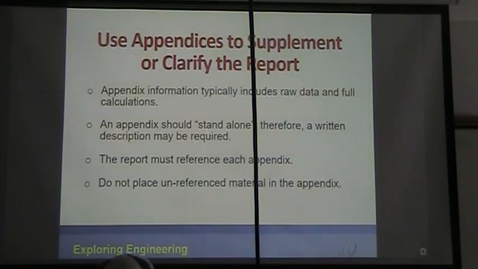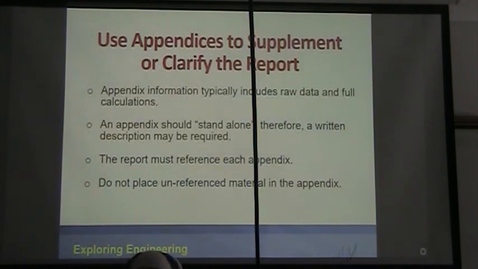All right, we put in appendices that supplement our report, right? In other words, we're trying to make sure that we are as clear as possible. So we will have an appendix that includes our raw data, that has all of the calculations we did. An appendix that has all our preliminary sketches and all the drawings for our alternative designs. You may have to put a written description in your appendix to make sure that you don't just have a bunch of stuff in there and say, there you go, there's the appendix.